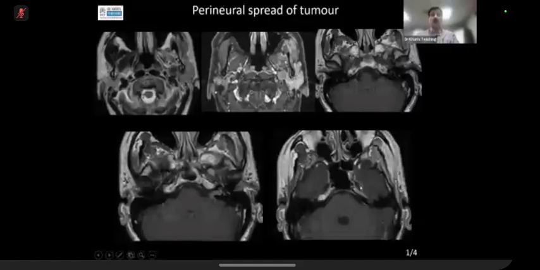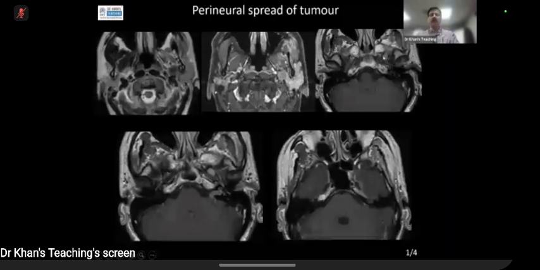So something else is happening. If you look carefully, because classically for head and neck, you should have a fat saturated sequence. It is not fat saturated, but what is happening is that there is perineural spread into the foramen ovale, which is going here, but not going more proximally.